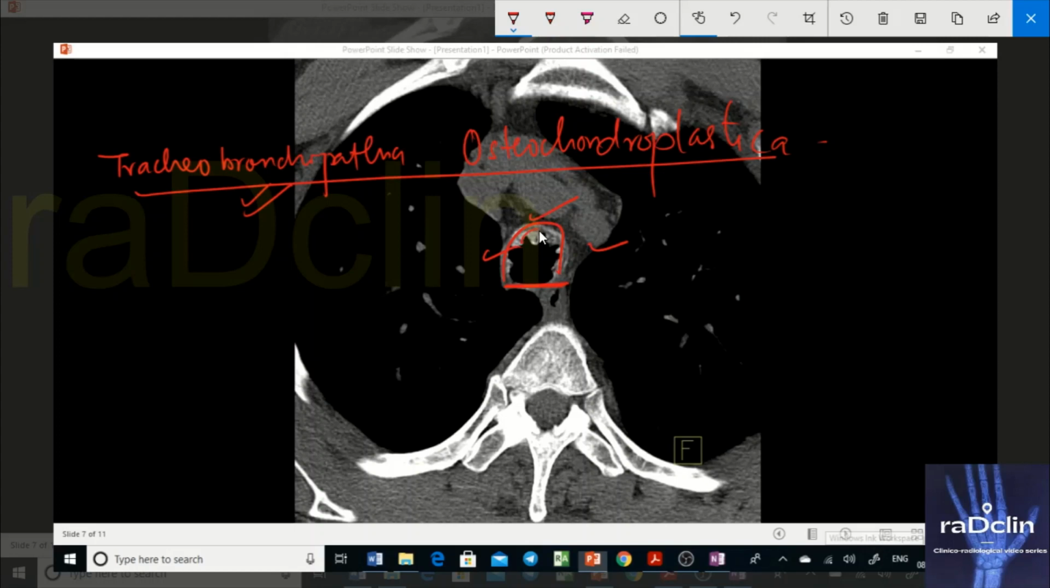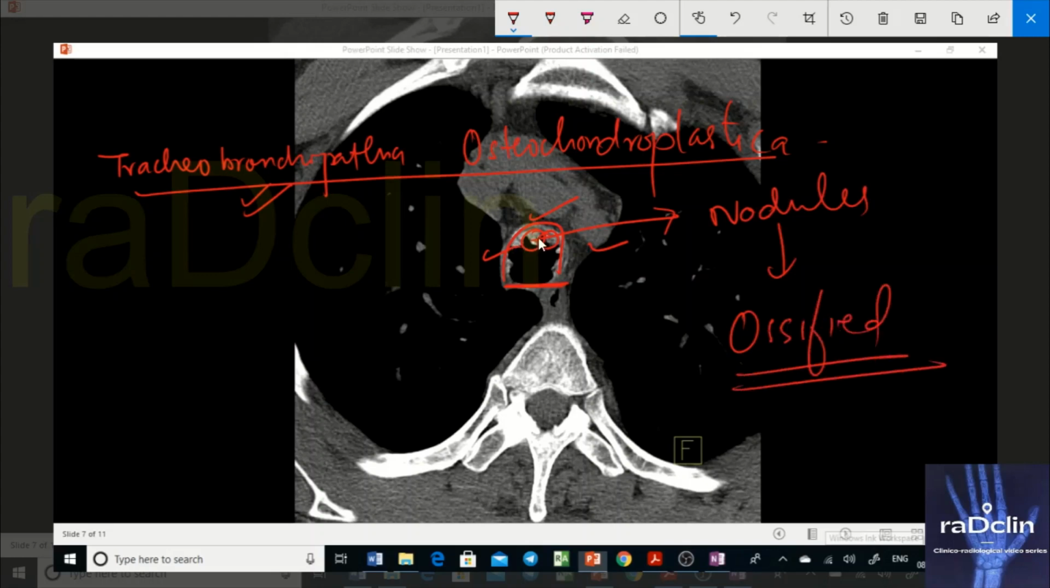If you see, these nodules are also calcified, ossified or calcified, whatever you call them. They are ossified deposits. These nodules are ossified, and this calcification is separate from the already existing tracheal cartilage. Okay, so that is why this disease is named so. And this is the spotter. Whenever you see these features, just mark this answer as tracheobronchopathia osteochondroplastica.